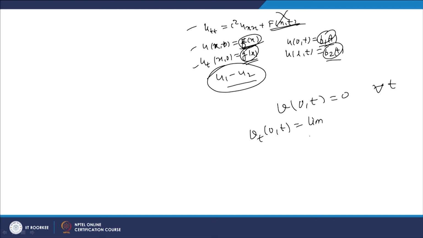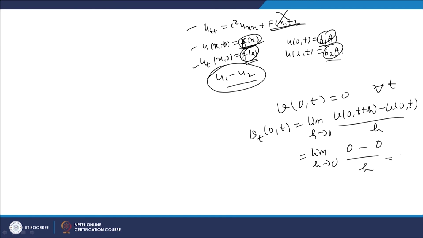The limit as h tending to 0 of v(0, t+h) minus v(0,t) divided by h. Now, since it is true for all t, this implies that the limit as h tending to 0 is also 0, this is already 0. So, it is nothing but 0. So, v_t(0,t) is coming out to be 0.